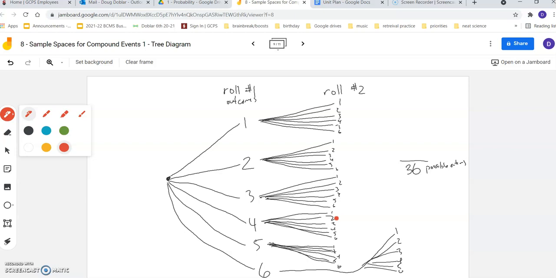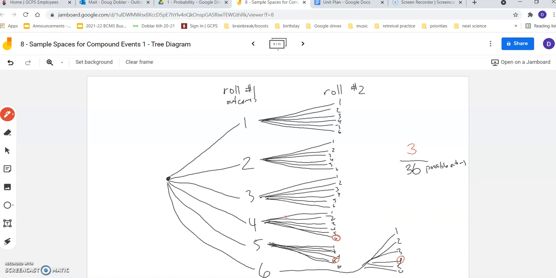So if I roll a 4 and then a 6, I'm going to circle that one. That's a sum of 10. If I roll a 5 and then a 5, that's a sum of 10. And if I roll a 6 and then a 4, that's a sum of 10. So it looks like there's 3 out of 36 possible outcomes that get me a sum of 10.